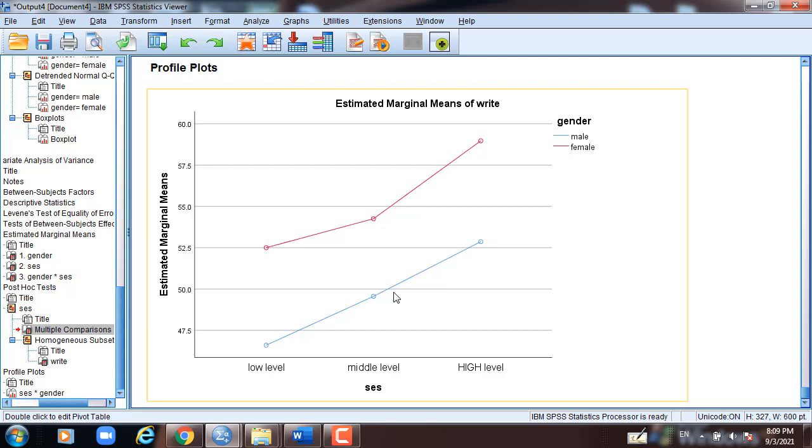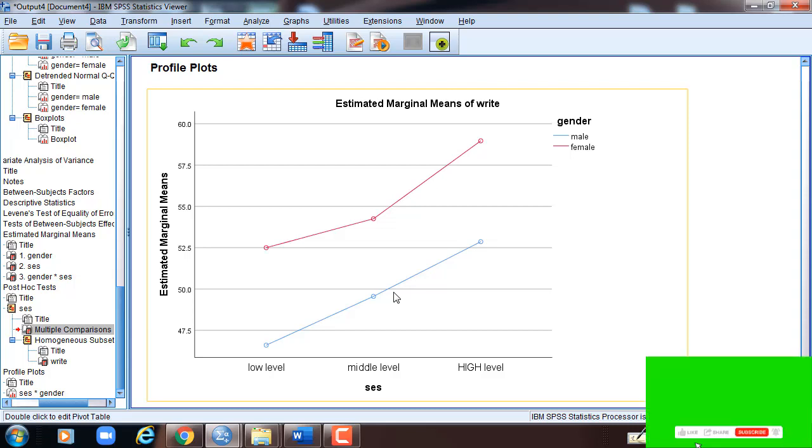In our example, the lines are parallel to each other, as you can see here. From this plot, we can see how our result from the previous table, which is the multiple comparison, makes sense. Remember that if the lines are not parallel, then there is the possibility of an interaction taking place. But if the lines are parallel, then there is no interaction taking place. In our example, the lines are parallel, so there is no interaction taking place.